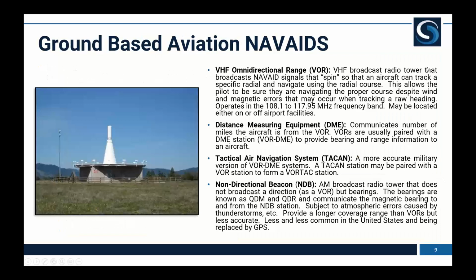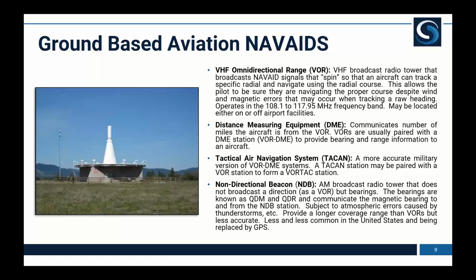So ground-based aviation NAVAIDS, we're going to briefly illustrate a number of them here. These include, but are not necessarily limited to, the following: VHF omnidirectional range. There's a screenshot at the left of what's known as a VOR NAVAID. A VOR NAVAID is a VHF broadcast radio tower that broadcasts NAVAID signals that spin so that an aircraft can track a specific radial and navigate using the radio course. This allows the pilot to be sure they are navigating the proper course despite wind and magnetic errors that may occur when tracking a raw heading, also known as dead reckoning.